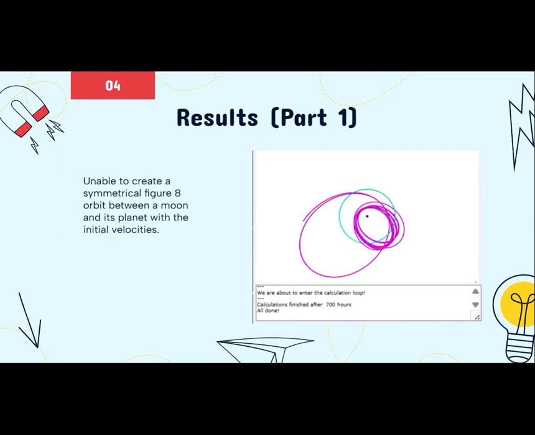So, what were my conclusions? I was unable to create a symmetrical figure 8 orbit between a moon and its planet with initial velocities. However, by trial and error, I was able to get to this image which shows two intersecting elliptical orbits with the initial velocity as negative 25,000 and 25,000.